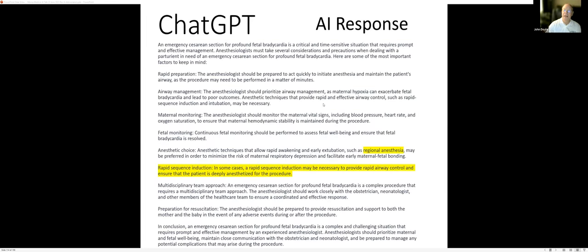It has some comments that may or may not be useful. It recommends regional anesthesia here as a choice, and that's really not a good answer to that. But in here, it does mention the rapid sequence induction. So it didn't know about it before, but it did mention it in this particular case. And it has other things that are important: preparation for resuscitation, multidisciplinary team approach, fetal monitoring, all of which are reasonable.